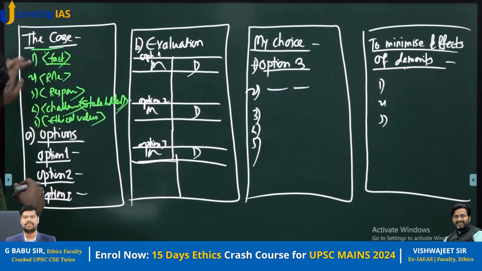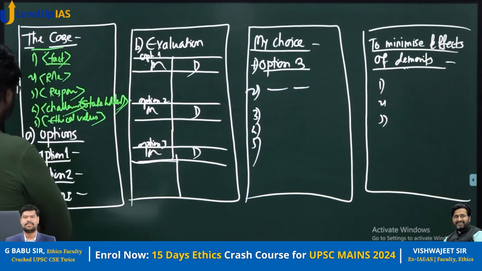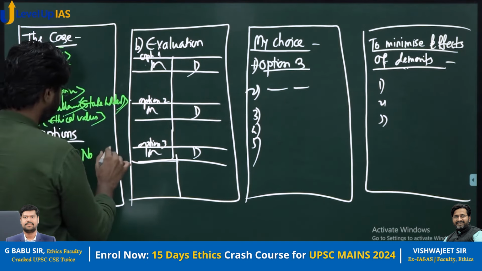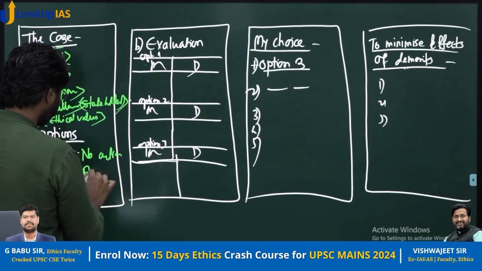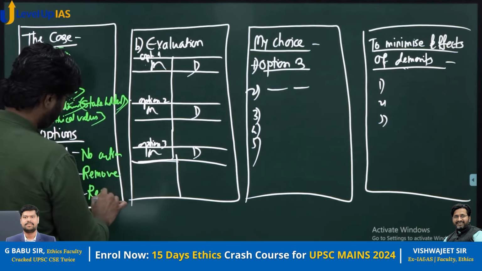Okay, so you can write just 1, 2, 3, 4, 5 like this, one line for one aspect, so the case will be clear to you. No need to repeat the case, obviously. Okay, what are the options? First of all, no action, second, remove him, and third is reprimand him.